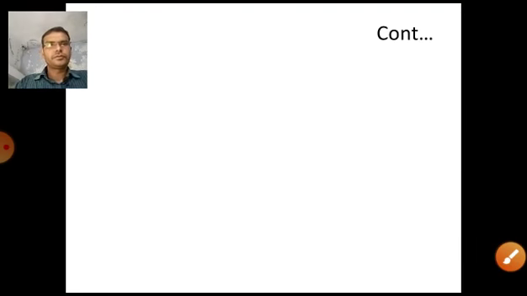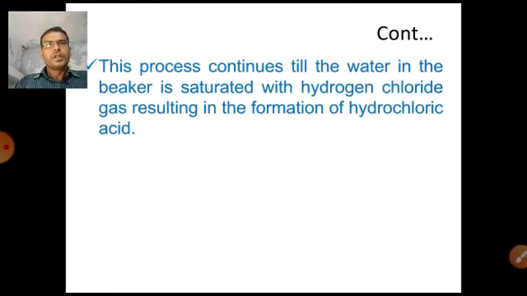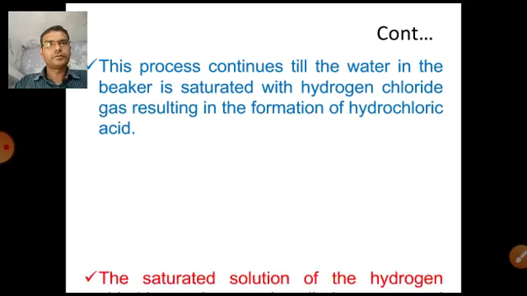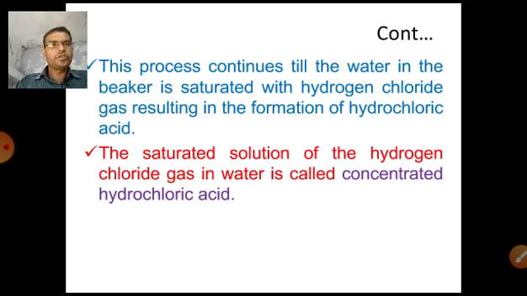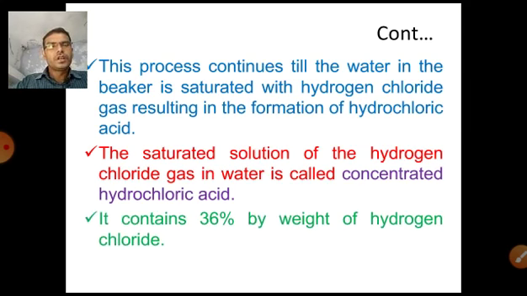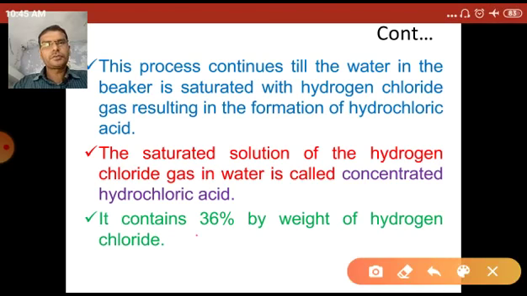So this process continues till the water in the beaker is saturated with hydrogen chloride gas, resulting in the formation of hydrochloric acid. Now the saturated solution of hydrogen chloride gas in water is called concentrated hydrochloric acid. It contains approximately 36% by weight of hydrogen chloride.